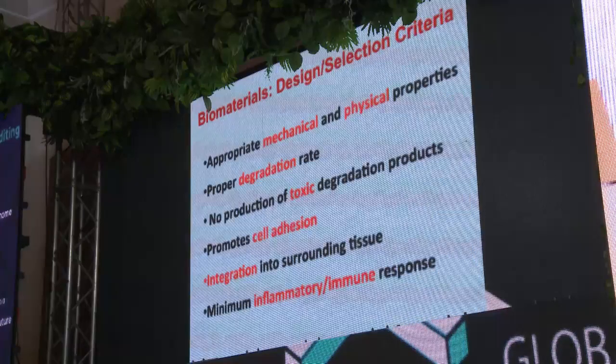So what criteria should we have to design biomaterials for tissue engineering? First of all, of course, it should have appropriate mechanical and physical properties. It should have a proper degradation rate. What is very important, there shouldn't be production of toxic agents during the degradation. Also, we should promote cell adhesion and integration into the surrounding tissue, with minimal inflammatory and immune response.